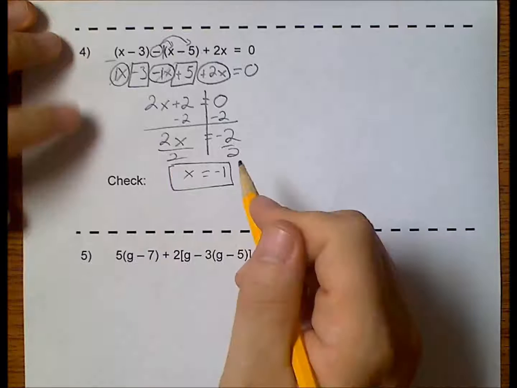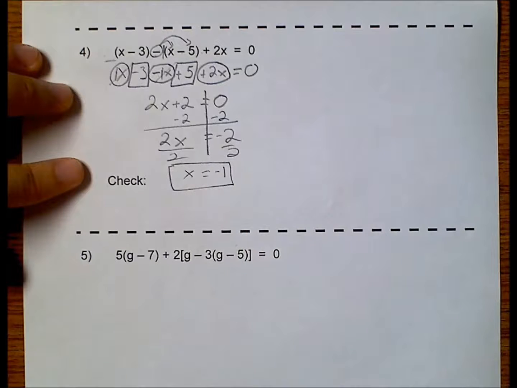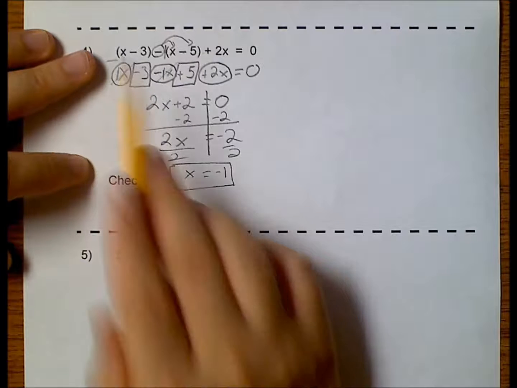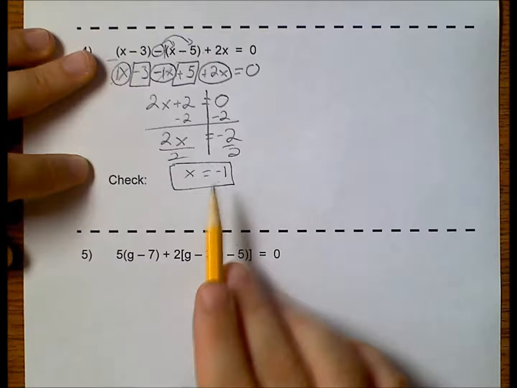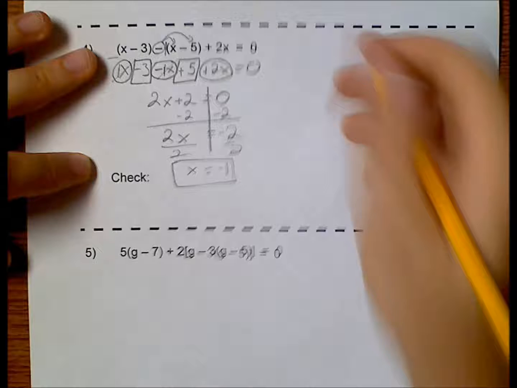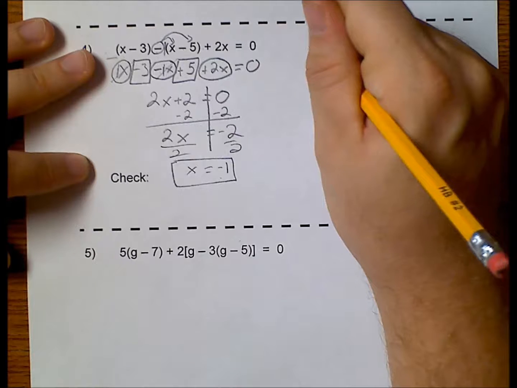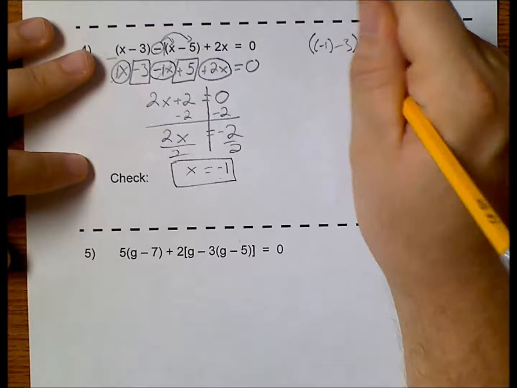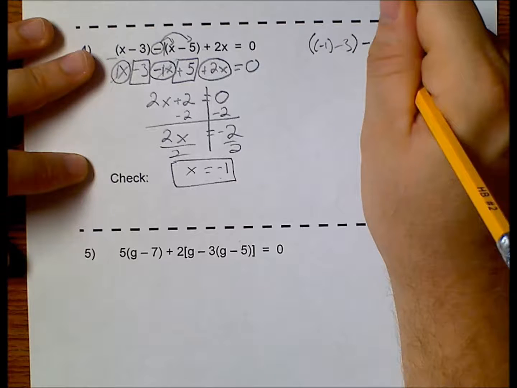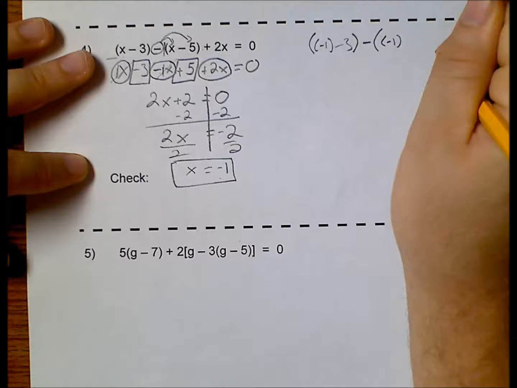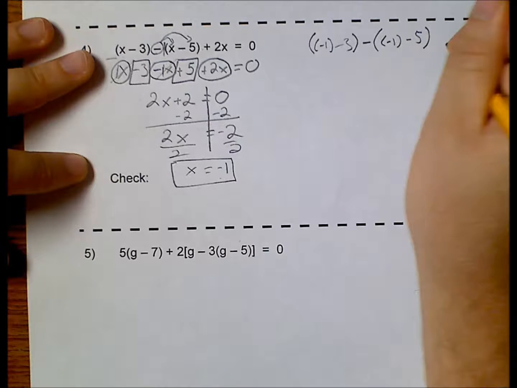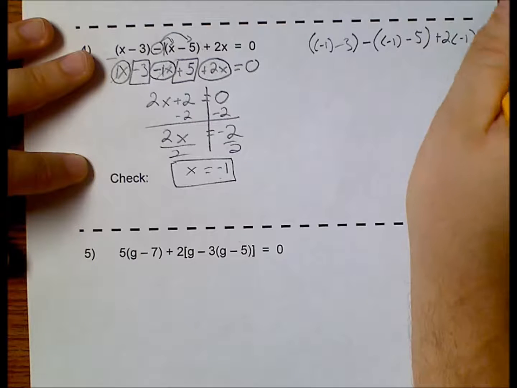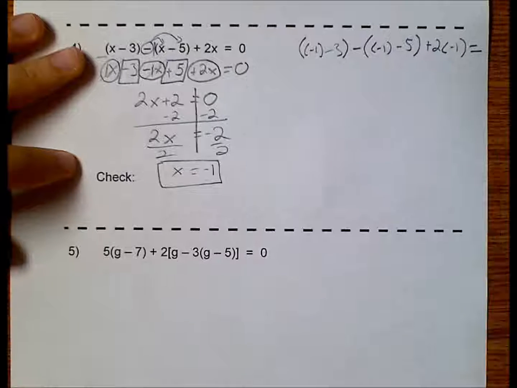Well, now we use our calculators to check this out. And every time I see an x, I'm going to put negative 1, and I'm going to keep it the same as much as possible. So parentheses, negative 1 for the x, minus 3, close it, minus parentheses, negative 1 for the x, minus 5, close it, plus 2, negative 1 for the x, equals what?